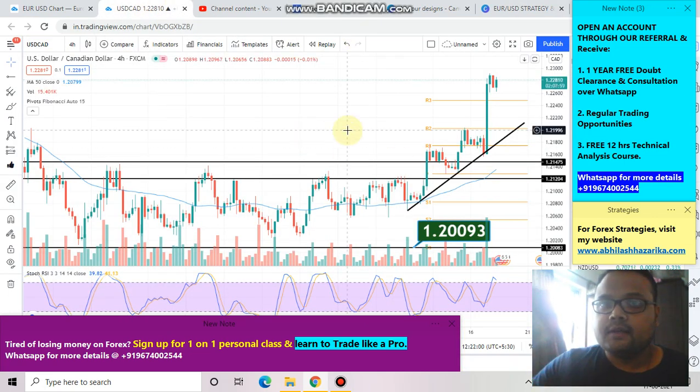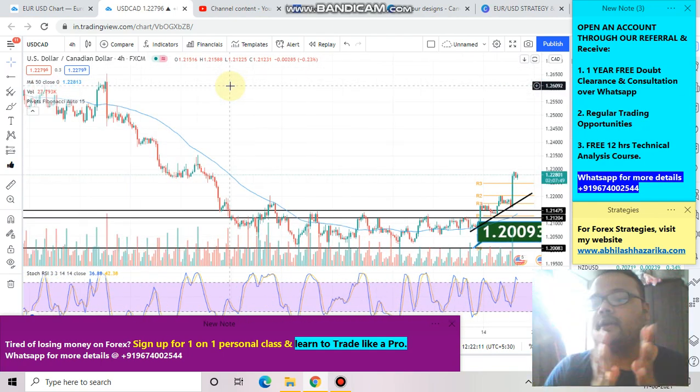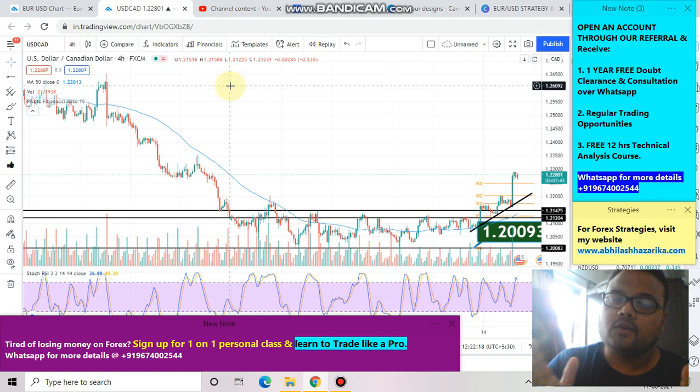considering the present condition of US dollar, we should only look for buying opportunities. Because see, if I zoom out and take you to the overall trend, we can see that overall the trend was towards the downside. Market was in a downtrend.